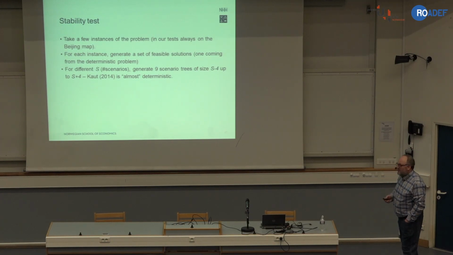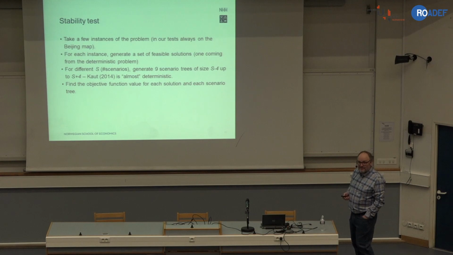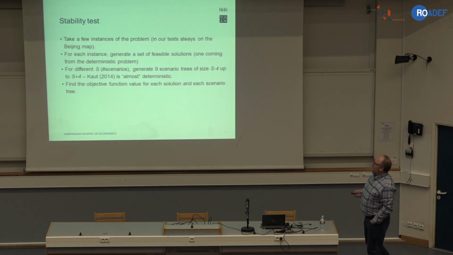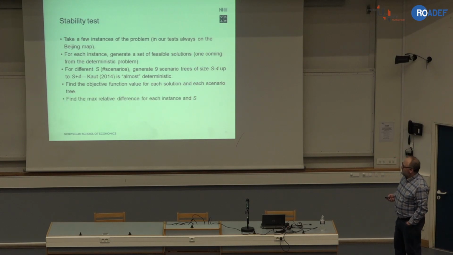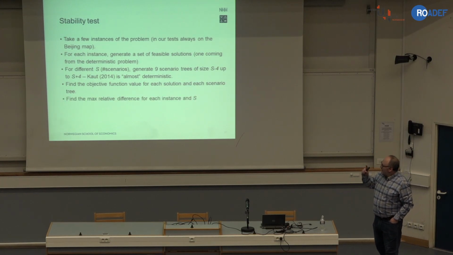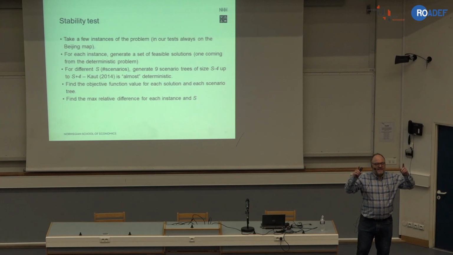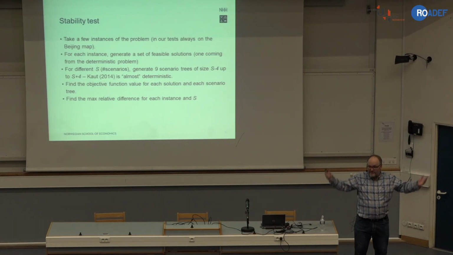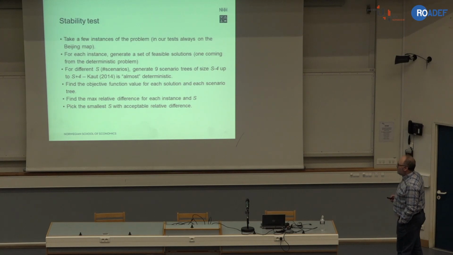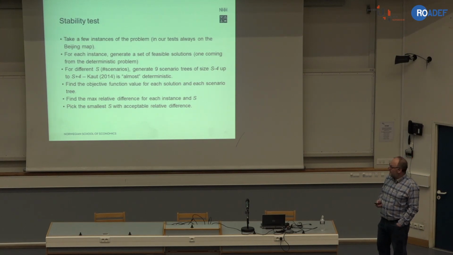So it's like that, but it's a bit more awkward because the method is deterministic. So find the objective function for each solution and each scenario tree. And for each of them, I calculate the difference between the highest and the lowest objective function value I found. And if they're very far apart, then this is noisy and it's not good enough. That's the logic. And I pick the smallest S with acceptable relative difference.